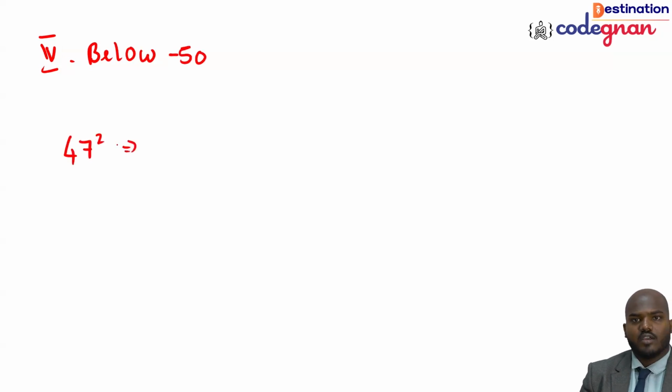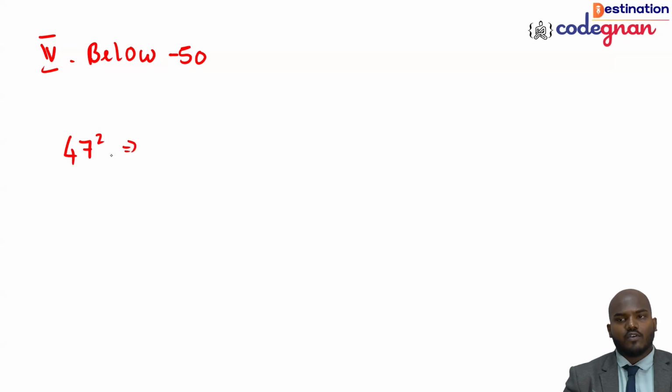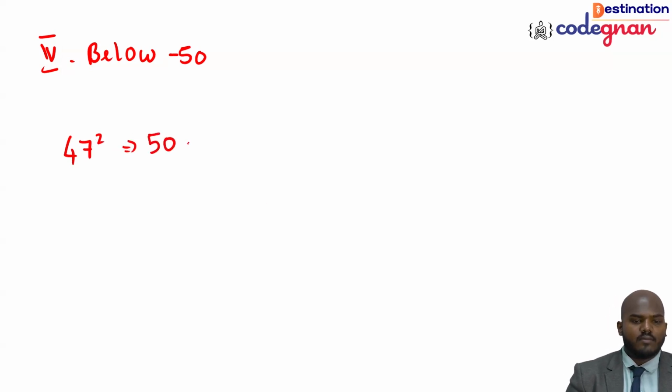So I'm taking the number for this fourth type here. You must understand this. Below 50, I'm taking the value 47 square. Tell me how 47 can be made. 47 can be made by 50 minus 3, so that is 47.